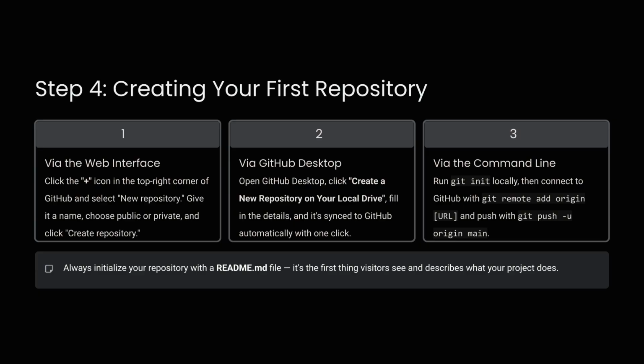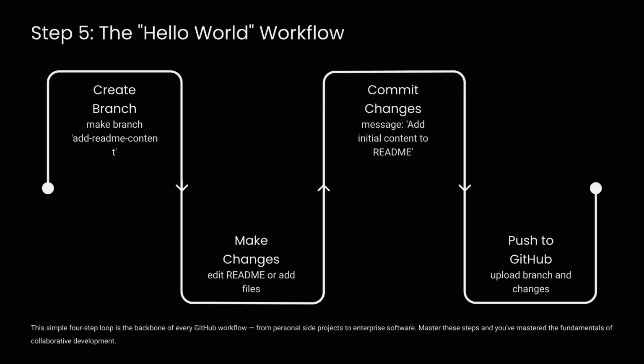Step 4 is creating your first repository. You have 3 main ways: via the web interface, through GitHub Desktop, or directly via the command line with Git commands. Always initialize your repository with a README file. Step 5 introduces the Hello World workflow. This is a simple 4-step loop that is the backbone of collaborative development.